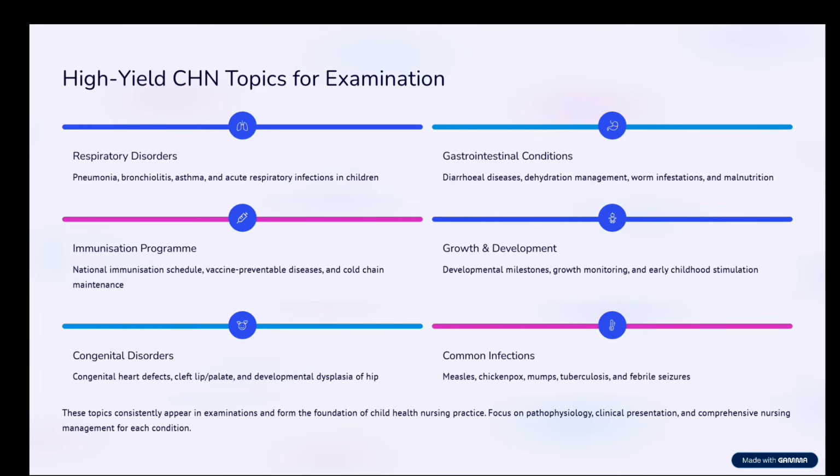So the high-yield chapters we need to focus mostly on are respiratory disorders, immunization programs, congenital disorders, common infections, growth and development, and gastrointestinal conditions. Okay, these are the main topics you need to follow.